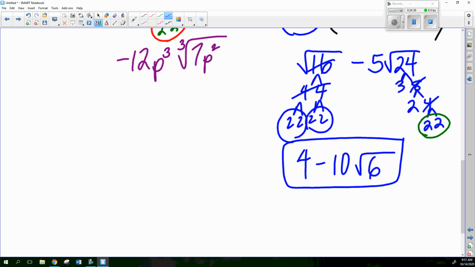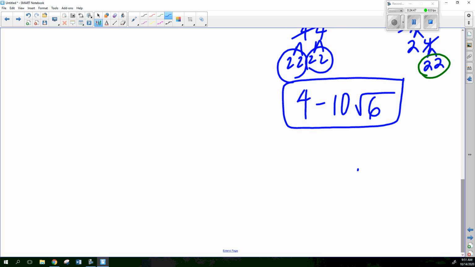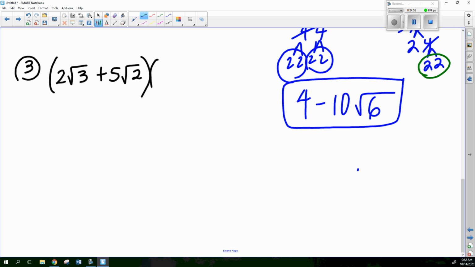All right, I got one more multiplication for us to look at, and then we can take another little break. Number 3. 2 square root of 3 plus 5 square root of 2, in parentheses, times 7 square root of 2 minus 4 square root of 3. Woo! Wow.